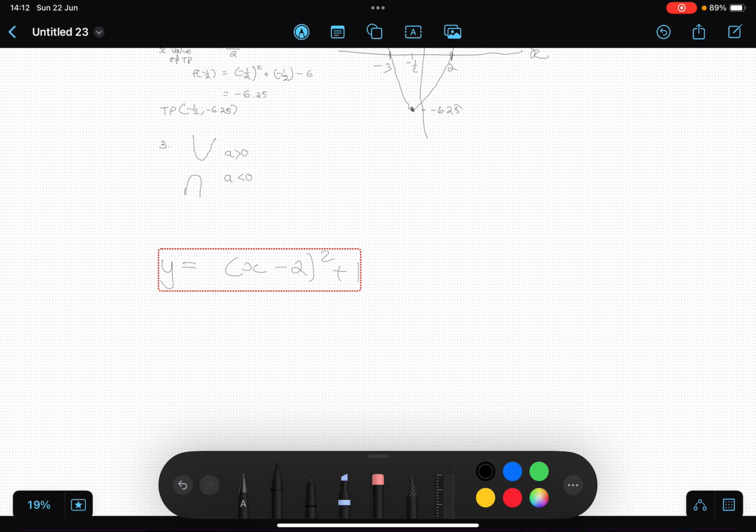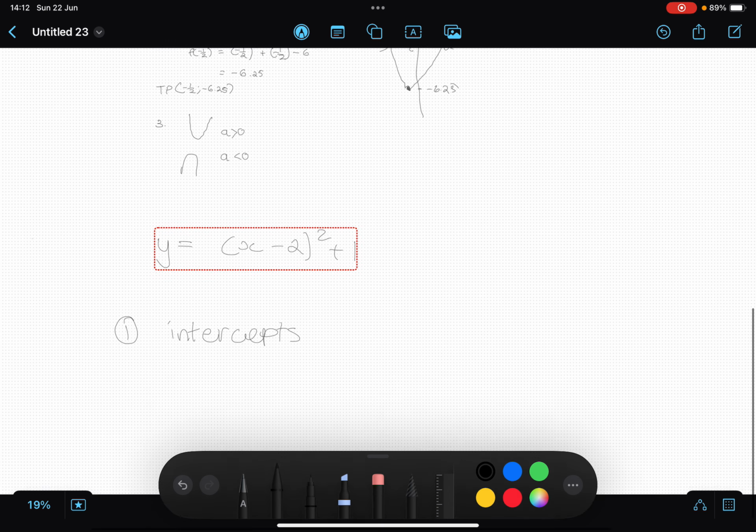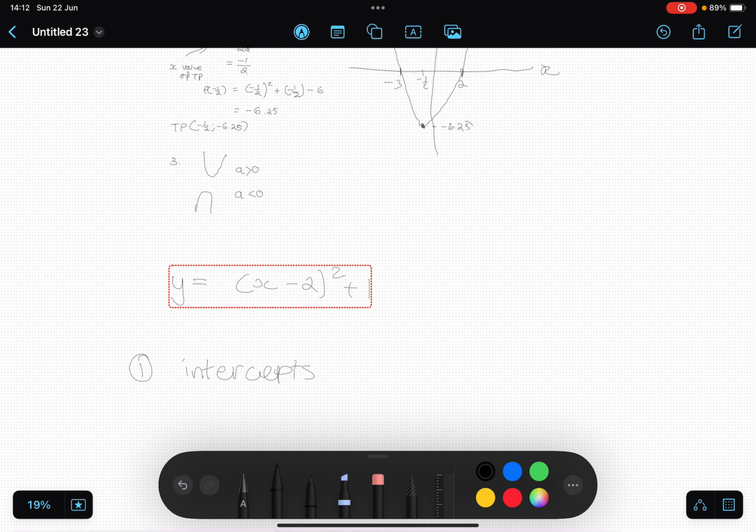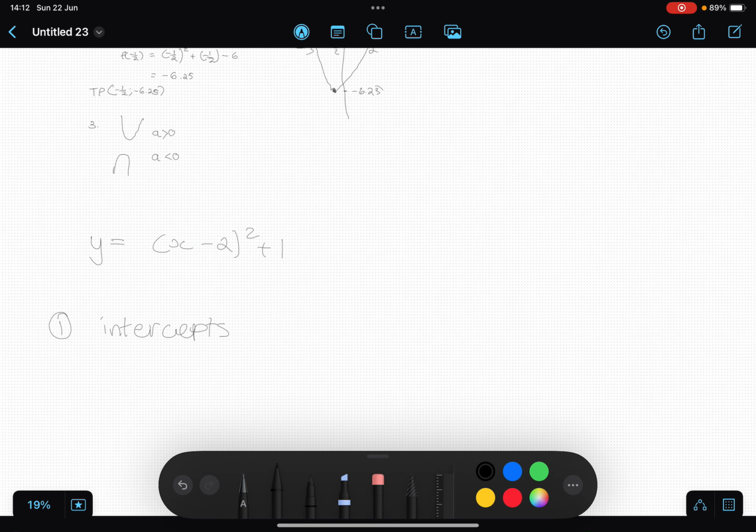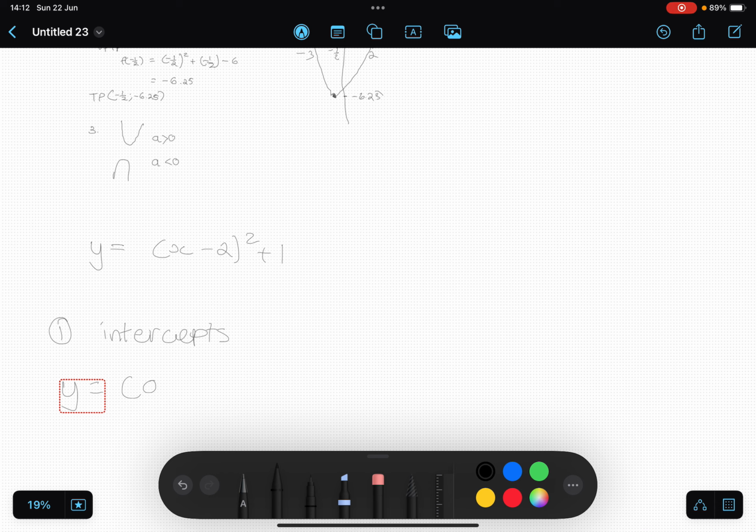But remember, we still need to get the intercepts. So your first step will be number 1: always get the intercepts. Intercepts is always your step 1. So get your y and your x intercepts. How do we do that? We set y to 0 and we set x to 0. In this case, if we set x to 0, y is equal to 0 minus 2 squared plus 1. That's going to be 4 plus 1 is 5. y equals 5. And then if we set y to 0, so this was finding your y-intercept, and this is now your x-intercept.